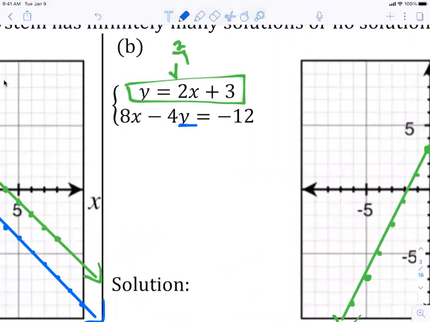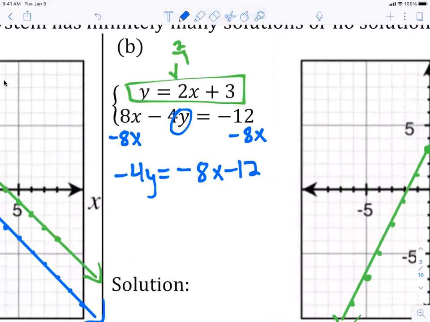In order to look at the slope or the y-intercept, we have to solve for y. So the first step is always going to be to move the x term over to the other side. I'm going to put the negative 8x in front of the negative 12. And then the last step is divide by the number that's in front of y. And we're going to now be able to graph this.